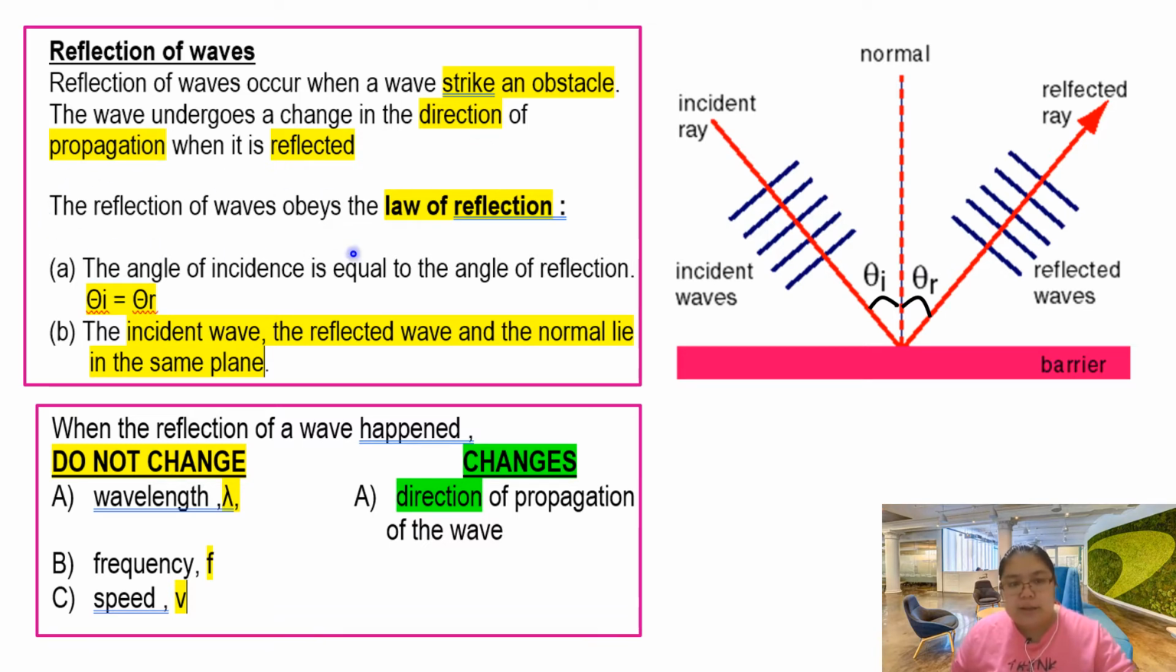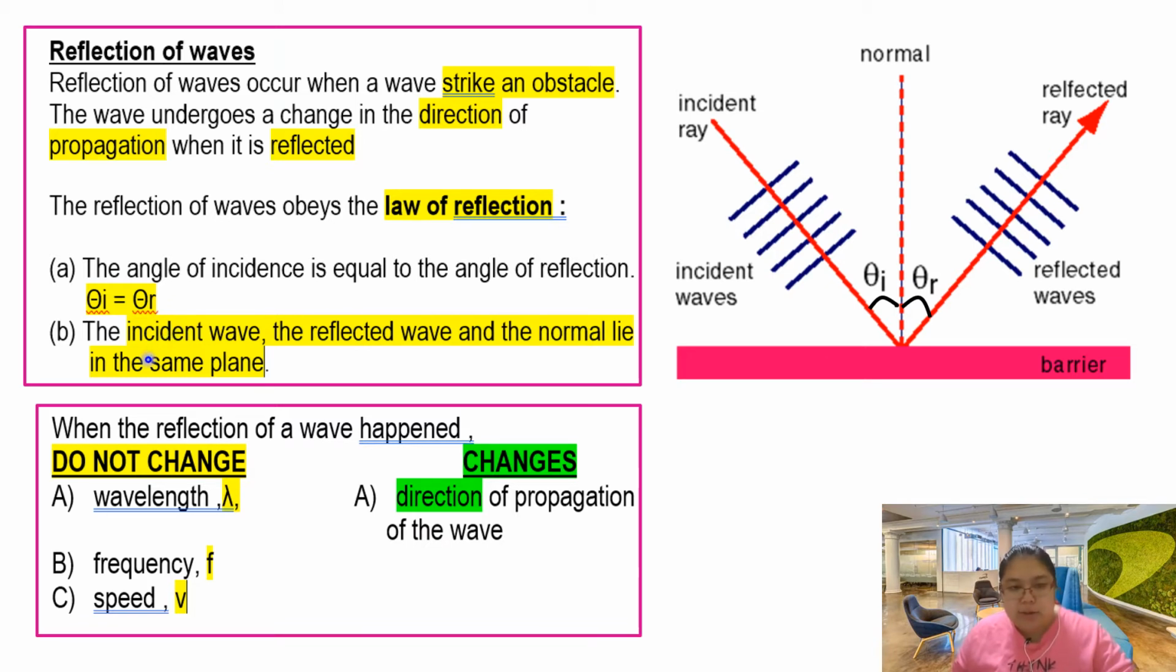Okay, now we're going to see the law. Reflection of the wave must obey the law of reflection. We have two laws of reflection. Let's see the first one. The first one is the angle of incidence is equal to the angle of reflection. You can see the diagram here. This one is called the angle of incidence, so we label it with i. Another part is the angle of reflection, so we label it with r. Both must be equal if we follow the law of reflection. So this one is the first law.